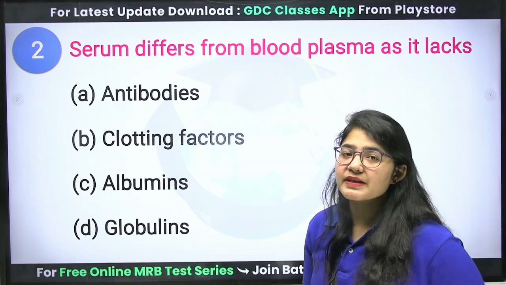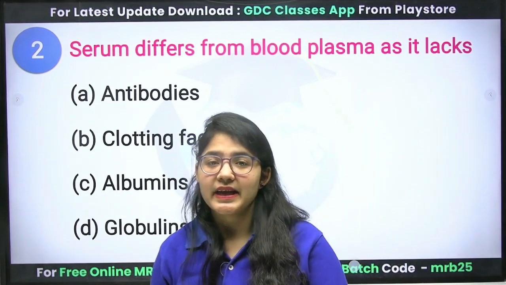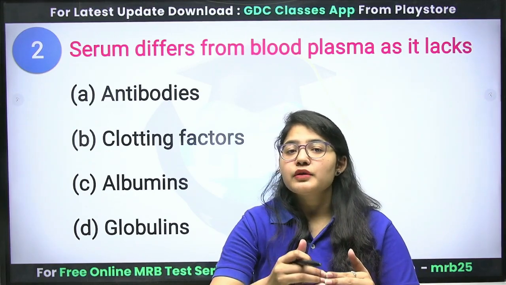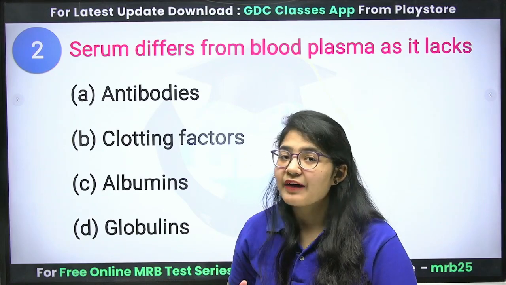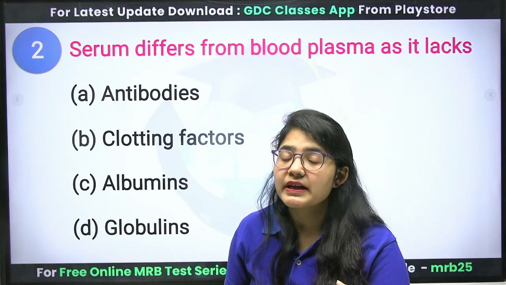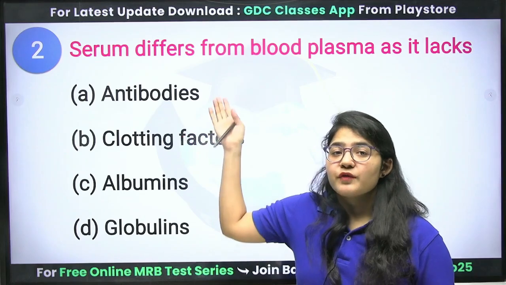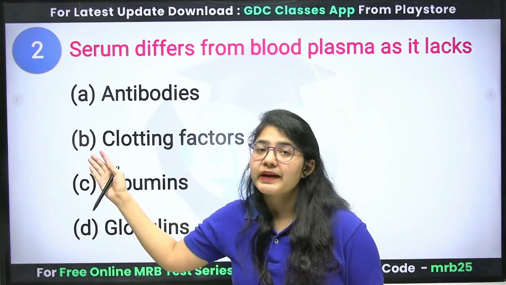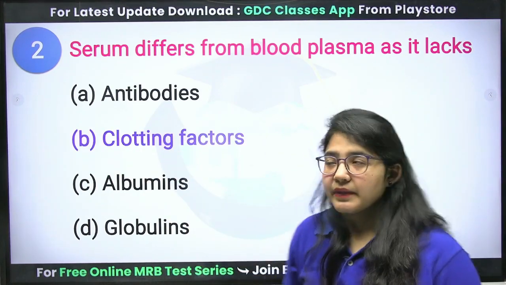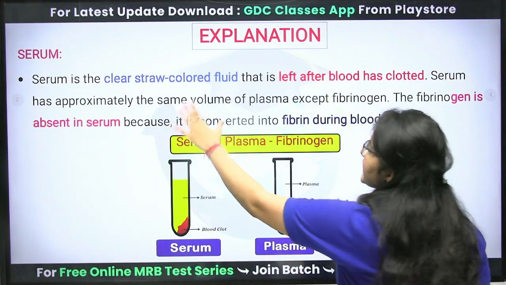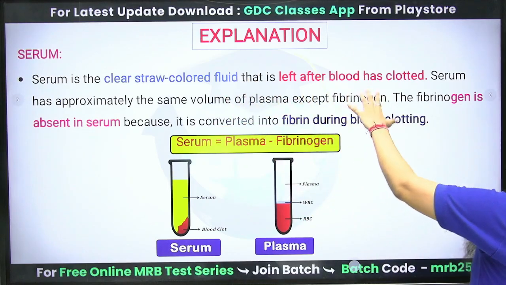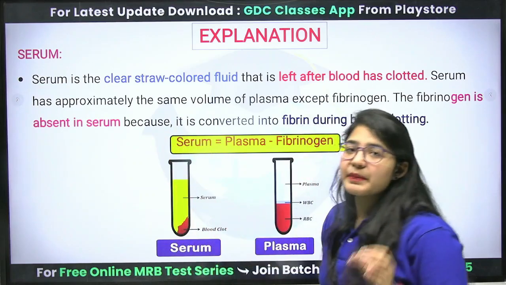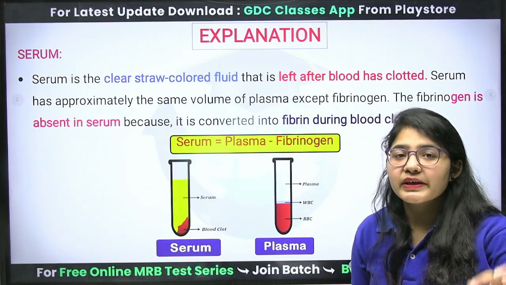Okay, serum is a colored liquid, or you can say a simple liquid. When your blood is clotted, when the fibrinogen gets separated from your blood after clotting, the leftover liquid part is known as the serum. So what will be the correct answer? When the clotting factor is missing in your liquid, that means that is a serum. See, serum is the clear straw colored fluid that is left after blood has clotted. The fibrinogen is absent in serum, and fibrinogen is a clotting factor.